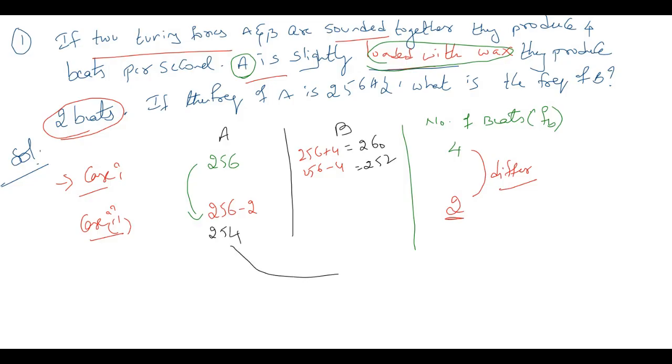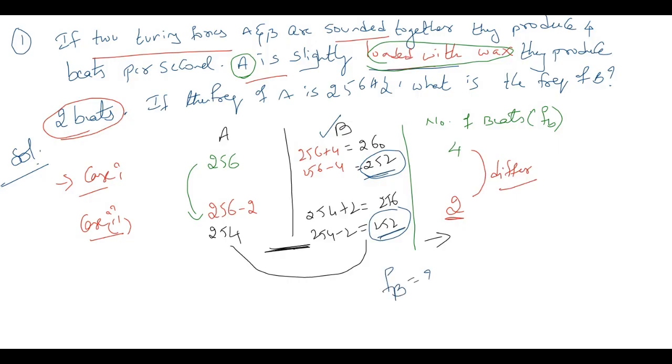Now what should be the difference between them? 2. It should be either 250 plus 2 or 254 minus 2, correct? Then only the difference will be 2. In this case, if you take 256 here, here it is 252. Correct? Now observe above and below which is common. Understood? It means the frequency of B is 252. So what is the frequency of B? 252. Clear? This is the way we need to solve.